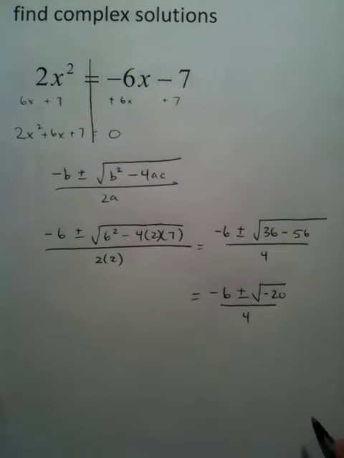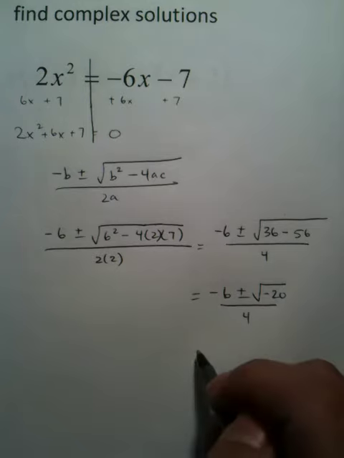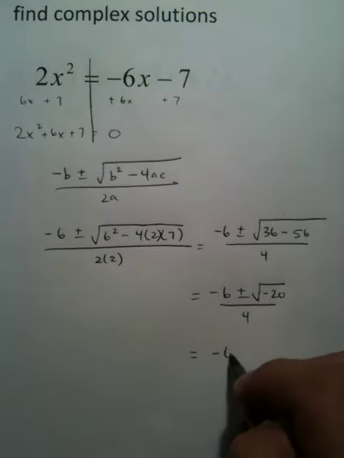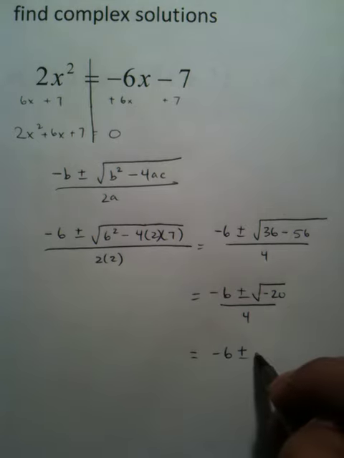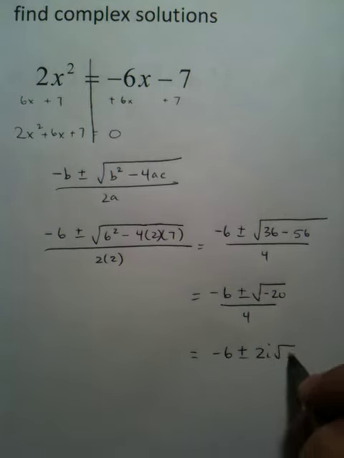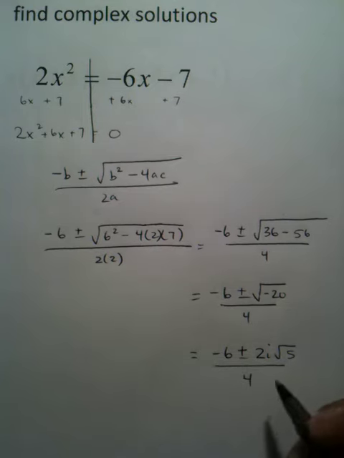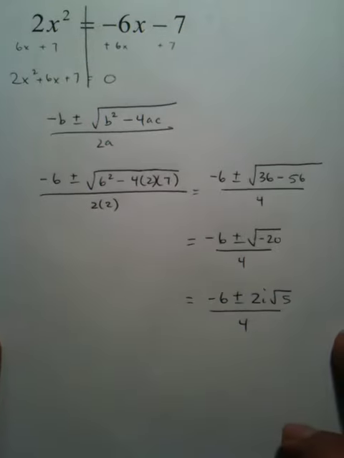Now this is the last part of the process. You're going to simplify your equation. To simplify it, you need to reduce down your radical. The radical of negative 20 turns into 2i radical 5. If you need assistance with radicals, please come see me.